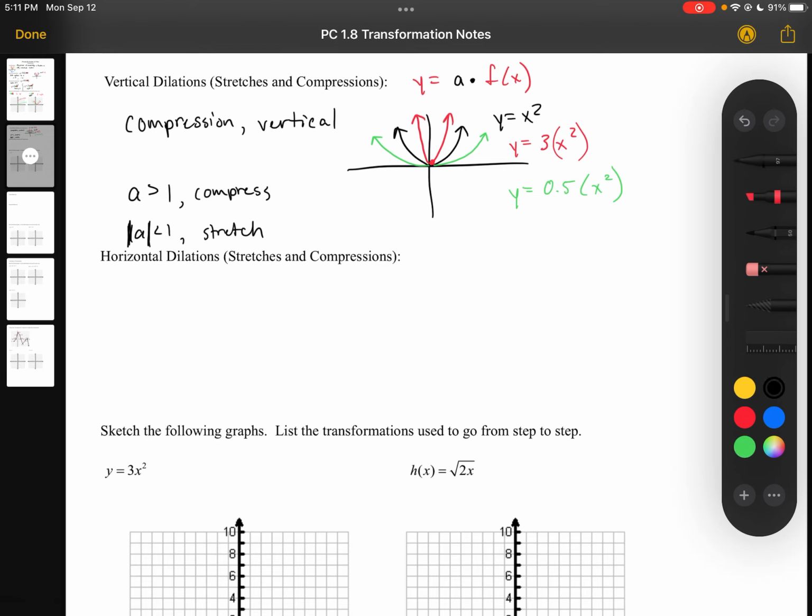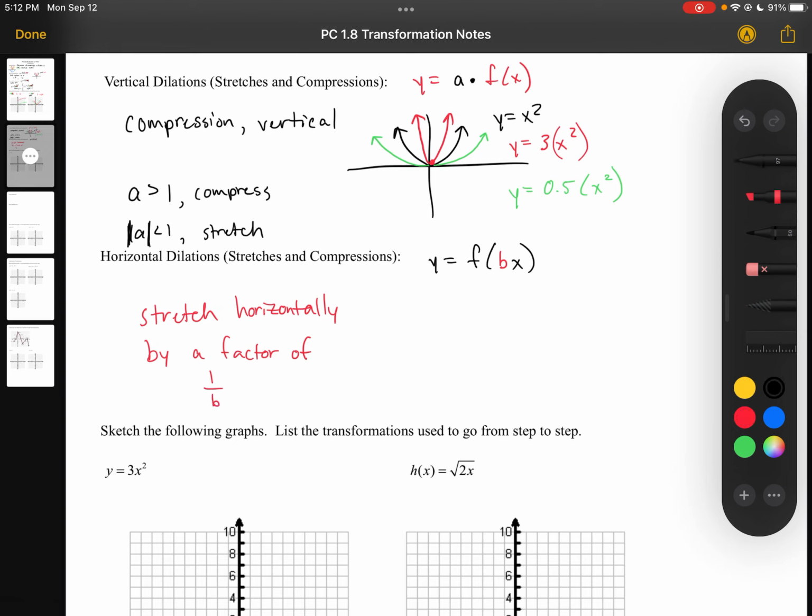A horizontal dilation is going to happen on the inside of our parentheses this time. So we have y equals f of x, and we're going to multiply it by b. The key difference here again is that b is inside of the parentheses. Up top we had the entire function, and then we multiplied it by a. This time inside of the function, next to every single x that you find, you're going to multiply it by b. And we are going to see that it's going to stretch horizontally by a factor of 1 over b.